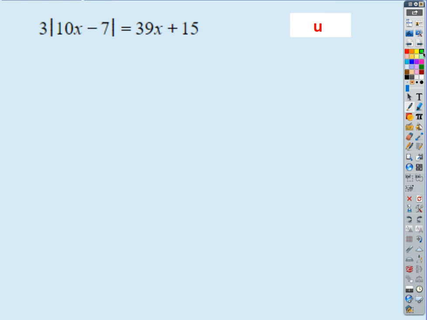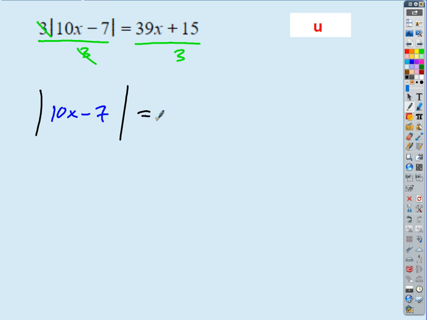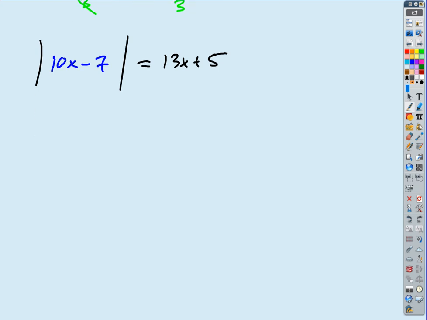So if we divide both sides by 3, that's going to cancel that 3, and I end up with the absolute value of 10x minus 7 equals, what am I going to get on the right side if I divide by 3? 13x plus 5. We'd split that into separate fractions, and each of those separate fractions would reduce, right? So then what's that tell us? If we're trying to solve this so that the absolute value of 10x minus 7 equals 13x plus 5, what are the two things that the blue expression could equal?